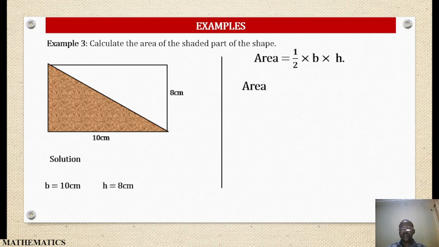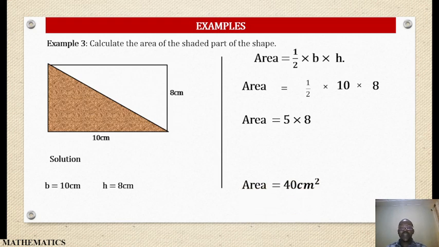So we have area equal to 1 over 2 multiplied by the base, which is 10, multiplied by the height, which is 8. And as usual, 1 over 2 times 10 is 5. That is half of 10, which is 5. So what we have now is area equals 5 times 8. And 5 times 8 is 40. So our area is 40 centimeter.